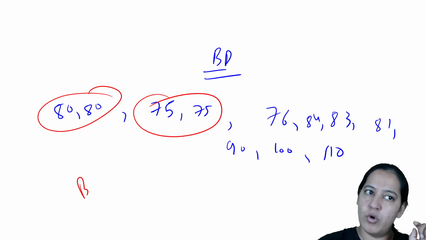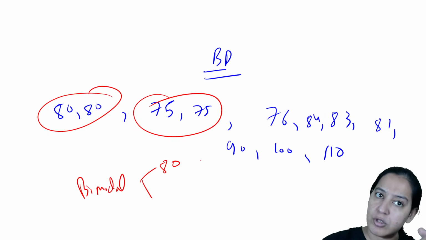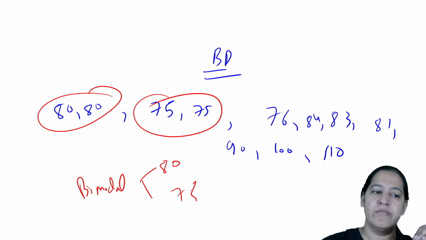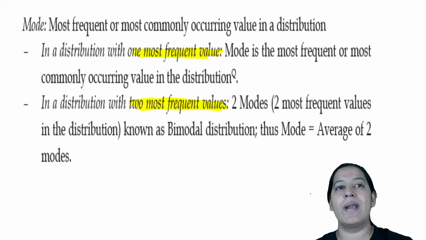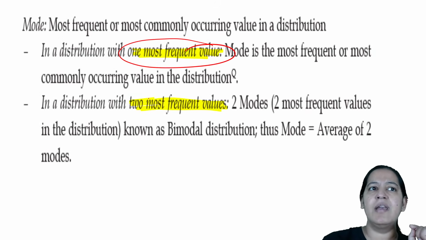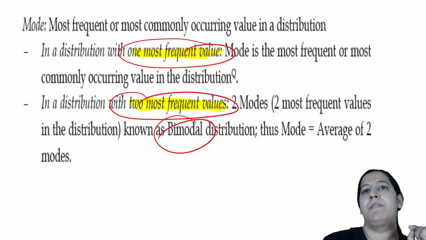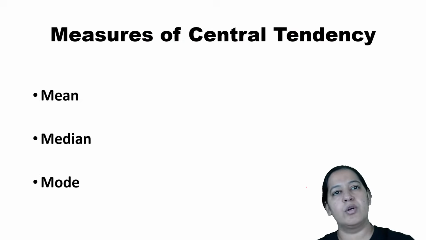It is a bimodal distribution, and in a bimodal distribution you have two modes. 80 is coming with the same frequency as 75. So it can happen. The most frequently occurring value can be 1, can be 2. If it is 2, it is known as bimodal. In that scenario, do the average of the two, as we were doing in mean.